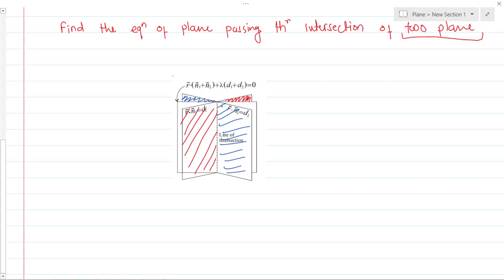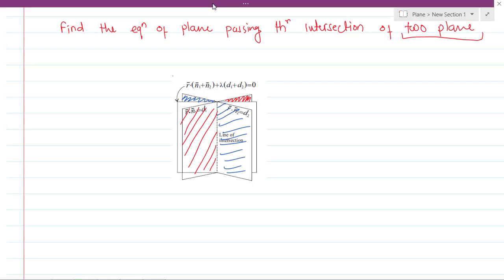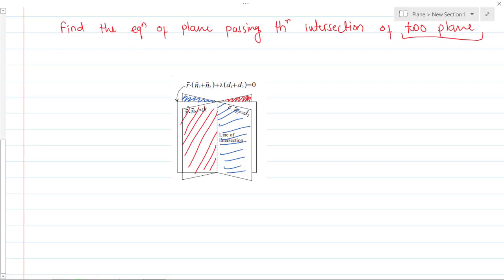Now what is the intersection of these two? This dotted line is the intersection of these two planes. Now from this intersection the third plane is passing, which is nothing but this one. This is the third plane which is passing through this intersection line. Okay, let me draw a hand figure for you so that it will be very clear.